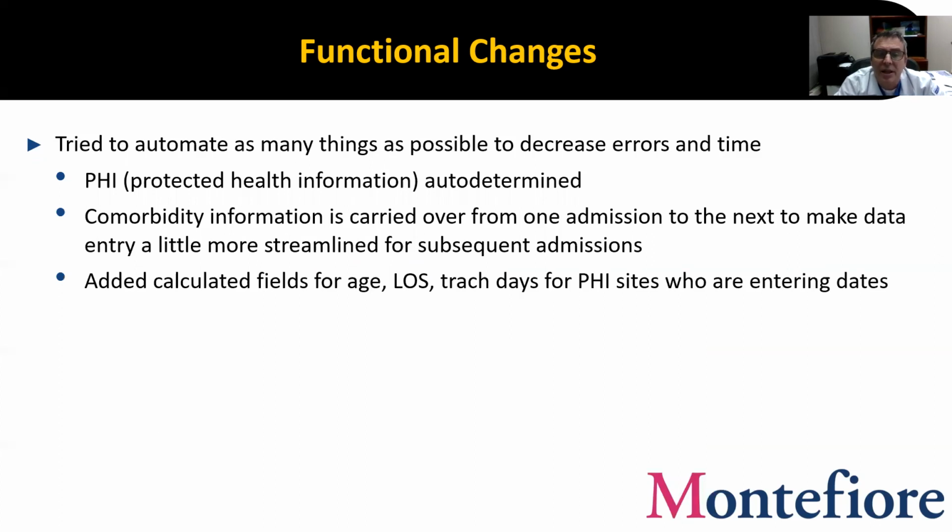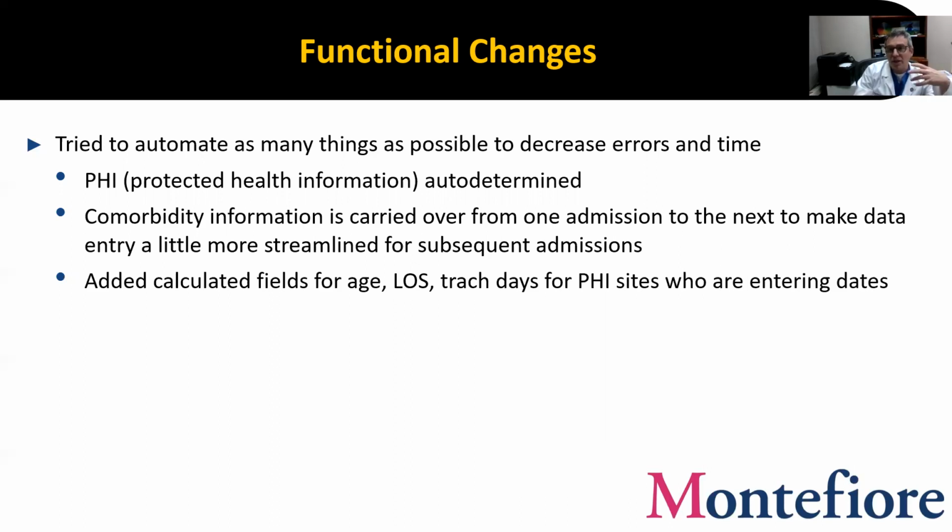And then they tried to automate as many things as possible to decrease time and errors. So for instance, you have the protected health information, and whether your hospital is a member or not is known beforehand, but it used to be a box that you check. Now, since we know that if you say you're from Boston Children's, we know the answer as to whether it should be PHI, so you don't have to answer that question.